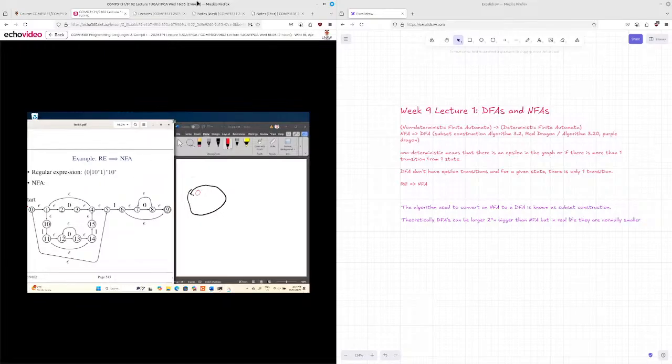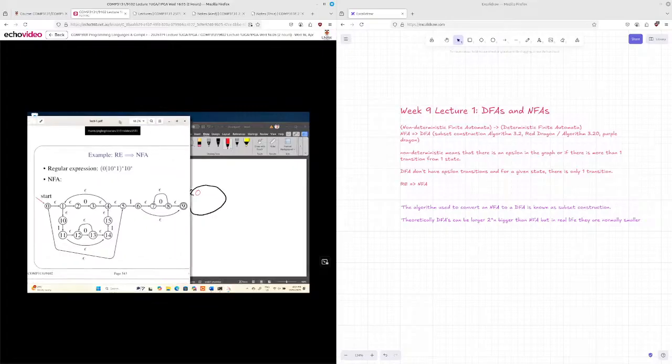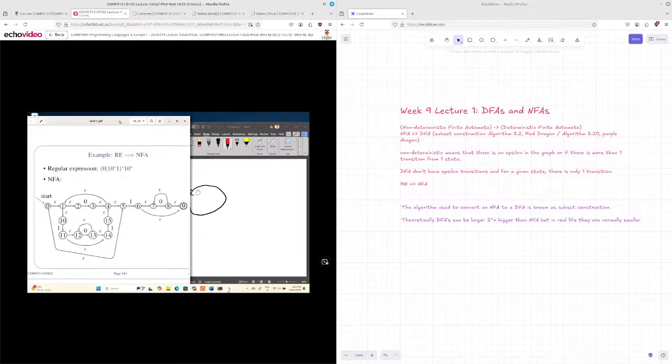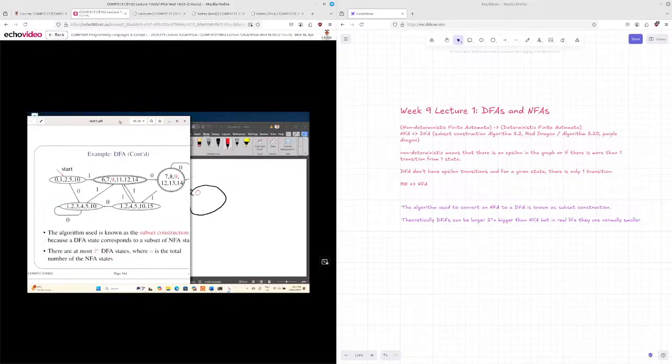Before I do that, it might be a good idea to say a few words first. So this is the non-deterministic version, and this is the deterministic version. The basic idea behind the subset construction is for the DFA to simulate deterministically what the EFA does non-deterministically.